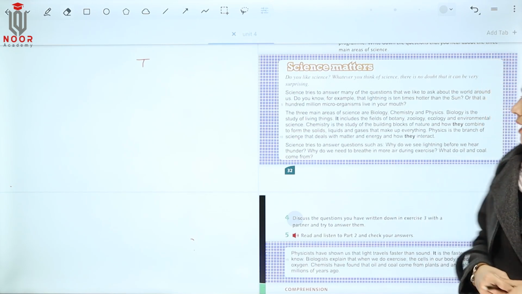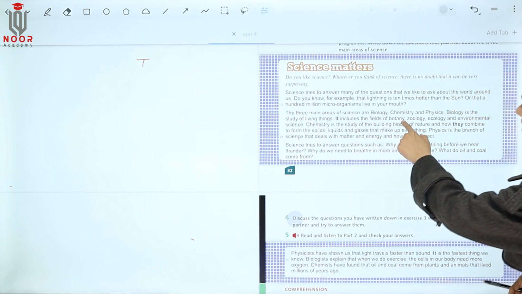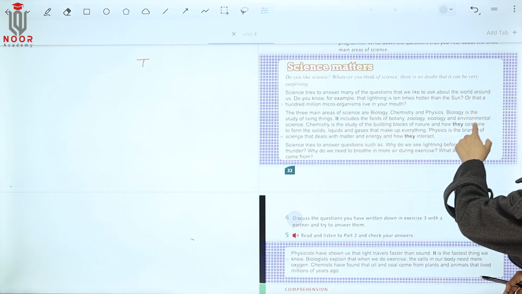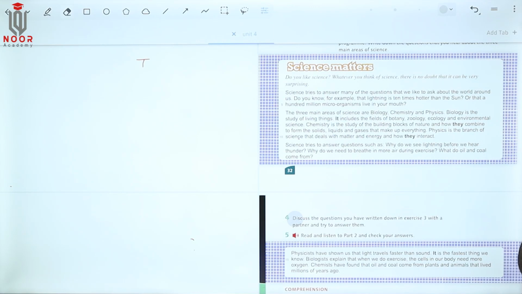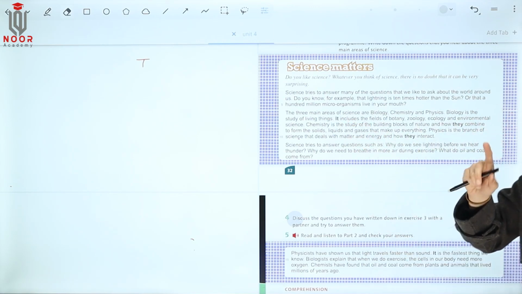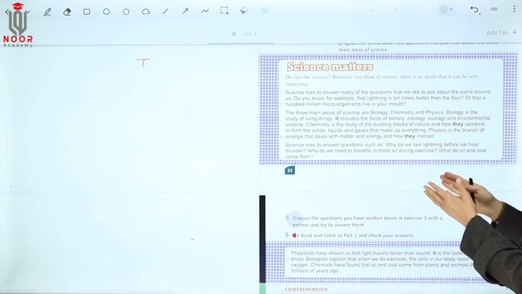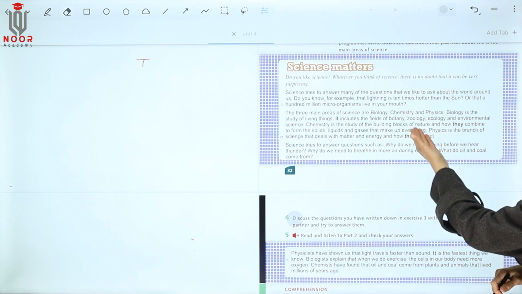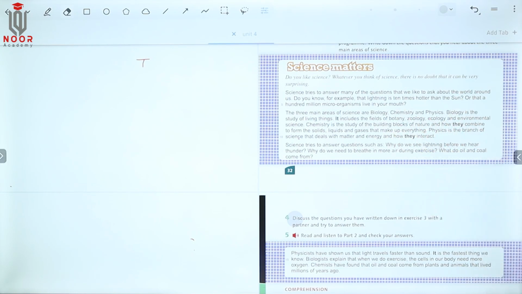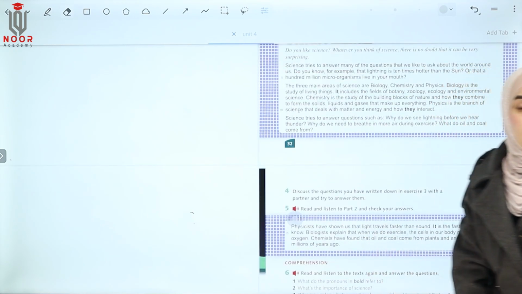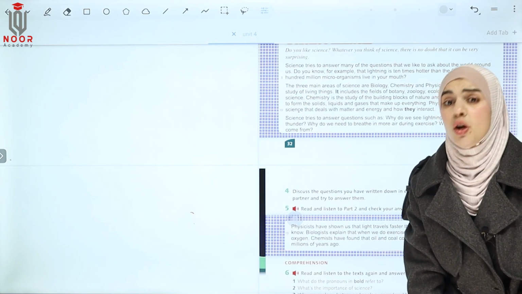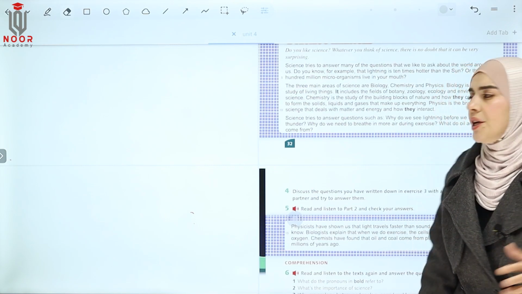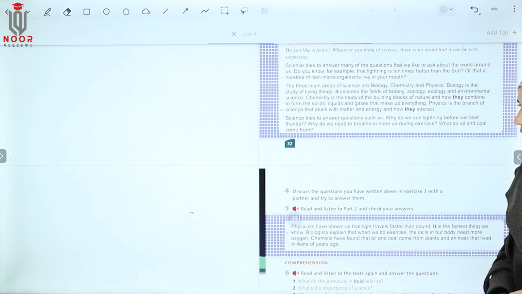To biology. Now, it includes the fields of botany, zoology, ecology, and environmental science. So biology also includes. Now, when I say what is the relationship between botany, zoology, ecology, and علم الحيوان وعلم النبات وعلم الأحياء، شو دخلهم جميعهم بالبيولوجي؟ You are talking about the human being? No, it's not only the human being here. I'm talking about the living things.